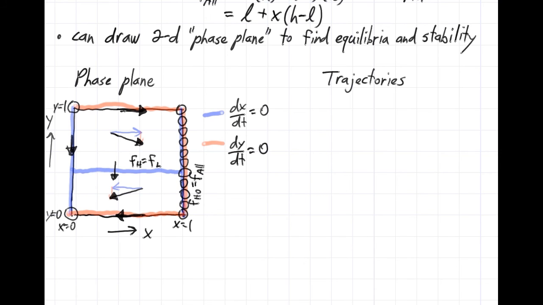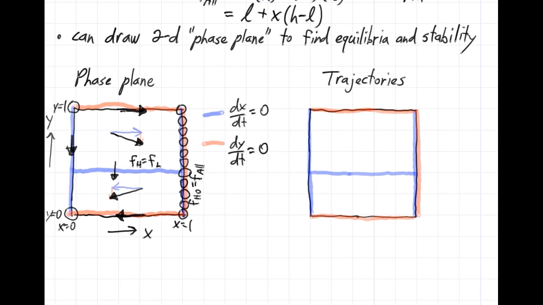I find this a really easy way to quickly visualize what's going on in a system. It's something you can do on a scrap of paper to quickly understand what's going on in a two-dimensional dynamical system. It takes a little bit of practice and getting used to, but let me show you what it can tell you. Once we have this phase plane, we can draw some sample trajectories to get a sense of the whole flow of the system.